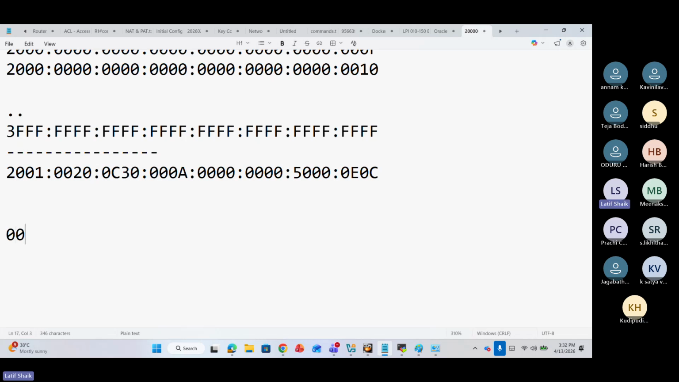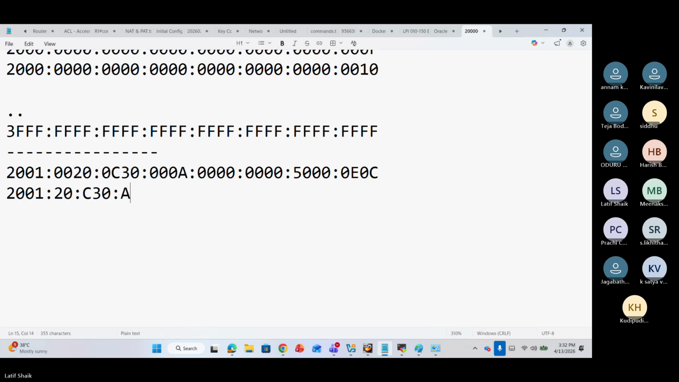And one more, 00250 is just 250. After 25 we have a zero, and that value stays. So it's a similar concept: we can remove the previous zeros. In 2001 colon 0020, that second zero we can't remove, but before the 2 we have two zeros, so we can remove those. C30, we can take it.